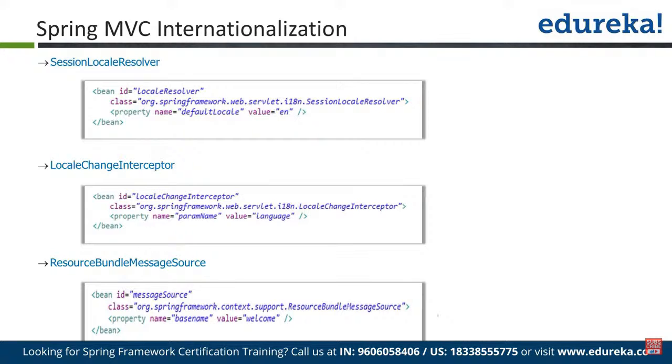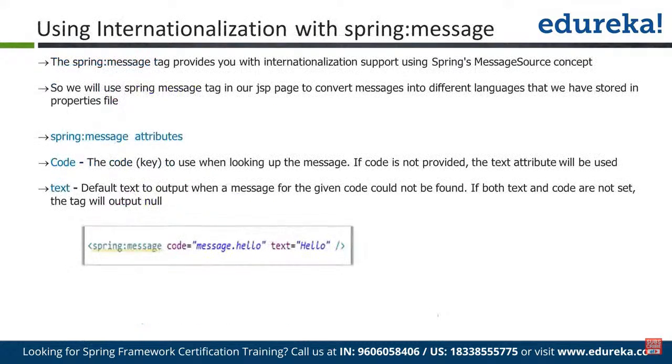And it takes the property as a base name, and the value can be anything, let's say welcome or messages. So it will be the name of the properties file, which says welcome.properties in this case. So that will be the default one. How to use these properties on JSP pages? We need to define these properties so that we can change the language with the help of these properties.